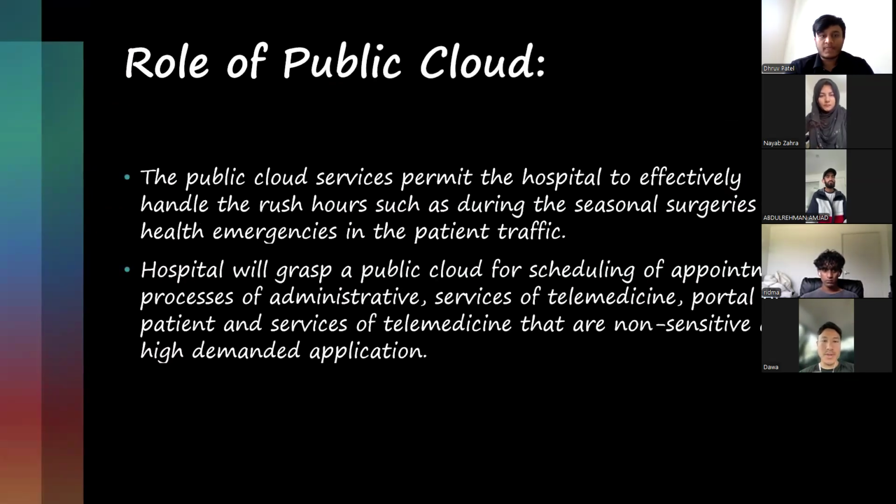Okay, thank you. My topic is the role of public clouds. Public cloud services permit the hospital to effectively handle rush hours, such as seasonal surgeries and health emergencies with heavy patient traffic. The hospital will use a public cloud for appointment scheduling, administrative processes, patient portals, and telemedicine services that are non-sensitive, as well as high-demand applications.